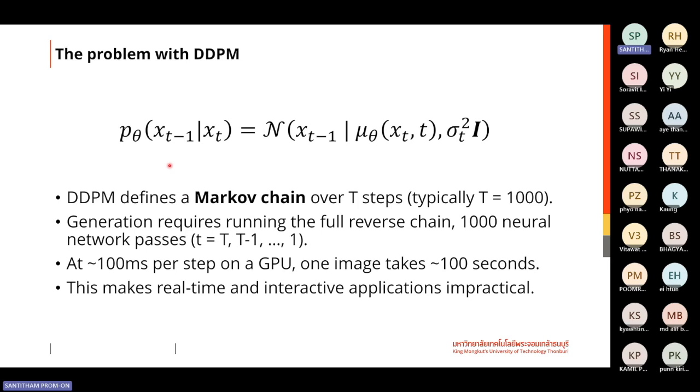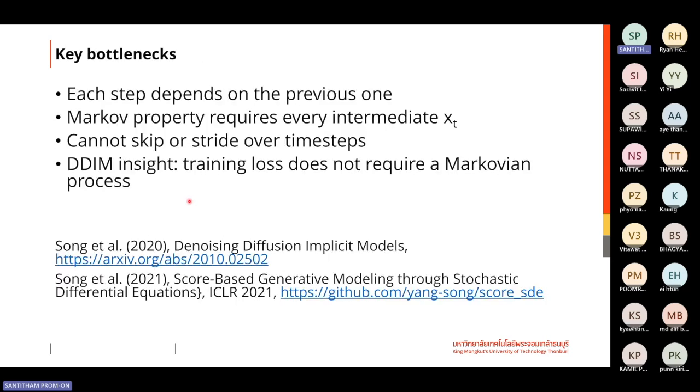So there is a better way, which is to make it non-Markovian. The bottleneck here is that each step depends on the previous step because of the Markov property, which requires every intermediate xt to be inferred, and you cannot skip or stride over time. But for DDIM, the training loss will not be a Markovian process.